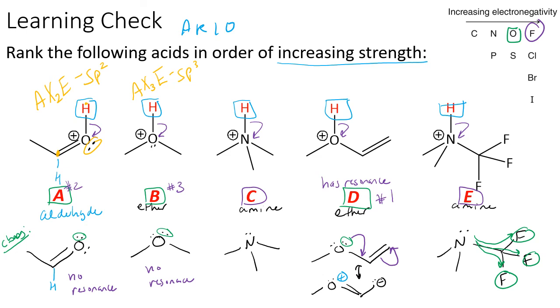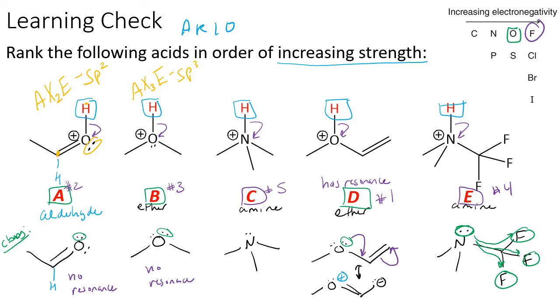So it's essentially allowing that negative charge to be spread out a little bit, or the lone pair of electrons. It's not a negative charge this time. It's just a lone pair. So that means that E is going to be more acidic than C. So we'll give E number 4. And lastly, our amine C number 5.